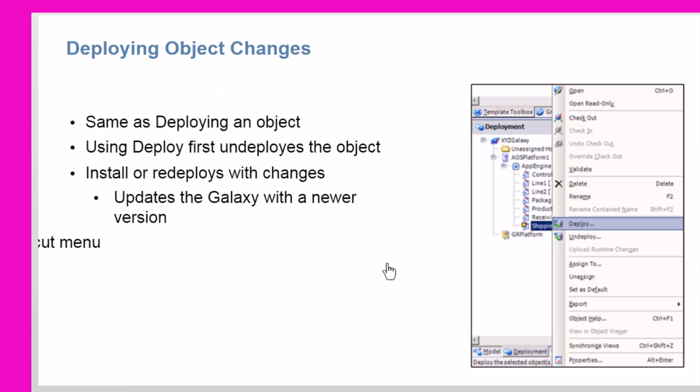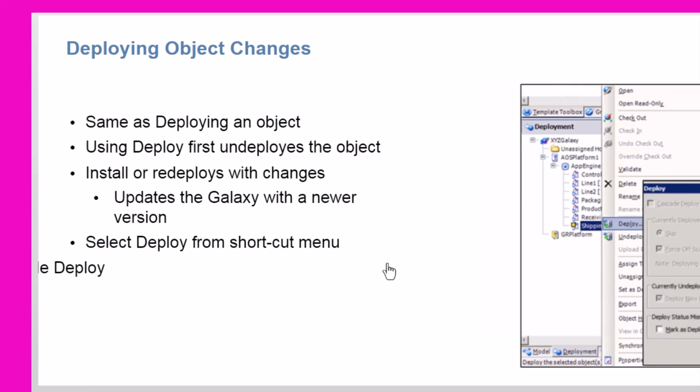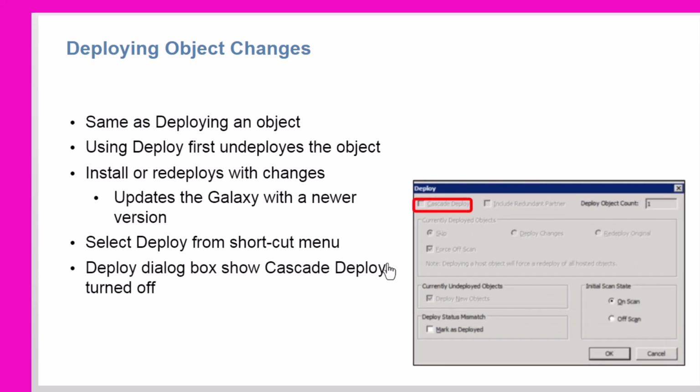First, you select the object. Then, using the right-click method, select Deploy from the shortcut menu. Notice the Cascade Deploy option is turned off. There are no hosted objects.